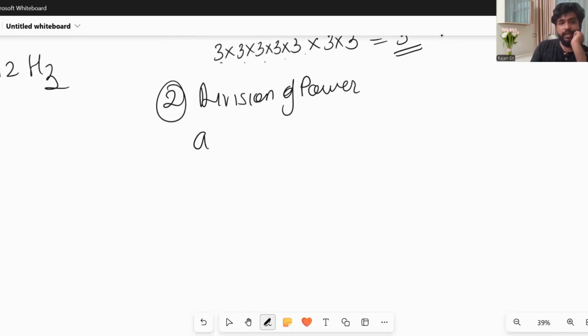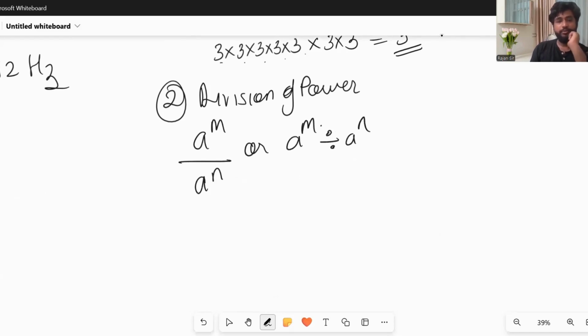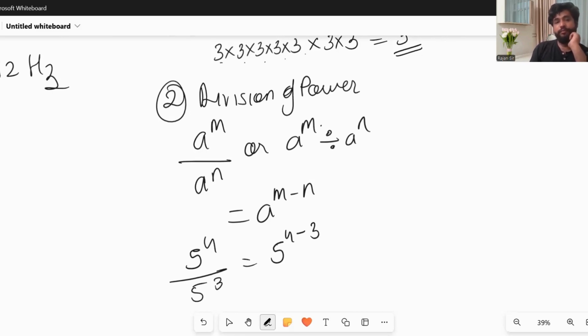Now in this case, we say a raised to m divided by a raised to n, whatever notation you use. The answer is a raised to m minus n. So let's take an example again. We have 5 raised to 4 divided by, let's say, 5 raised to 3. So we can basically do 5 raised to 4 minus 3. Since 4 was bigger, you can take this one up. So this is 5 raised to 1.